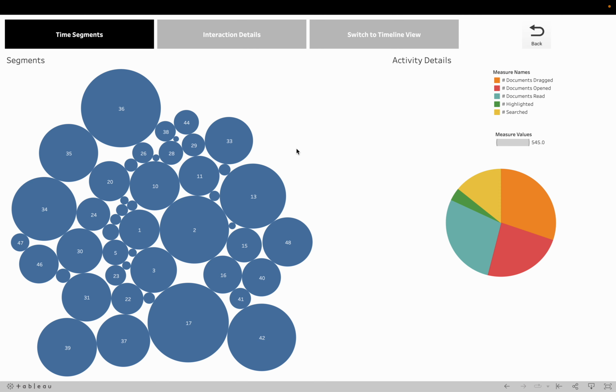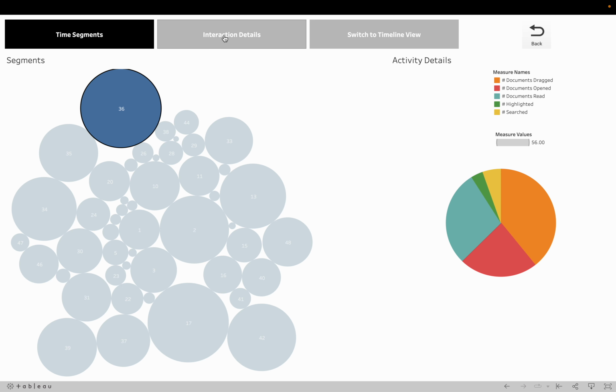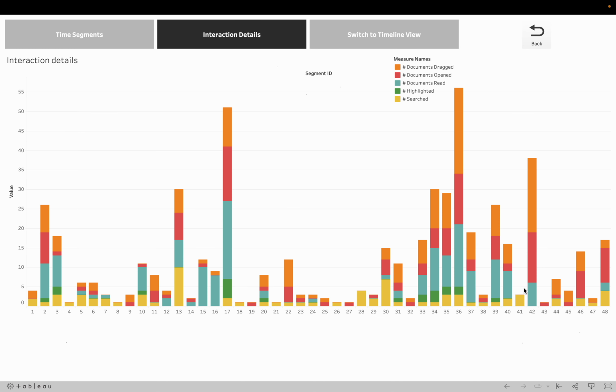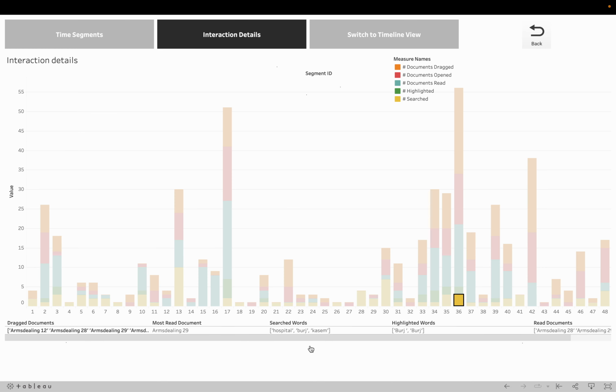The analyst also observed that the user spent most of his time in the 36th segment. To investigate what he did during this time, the analyst switches the view and selects the 36th segment from the stacked bar chart, where he finds various detailed information like which documents were dragged and what were the most frequently searched words, etc. Further, now the analyst wants to see what were the parameters which influence the user's interaction pattern.